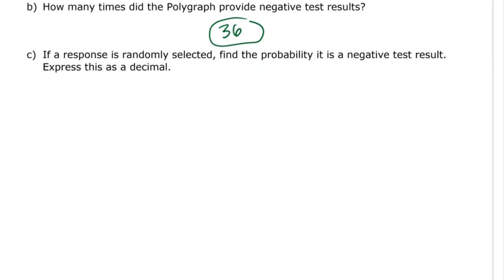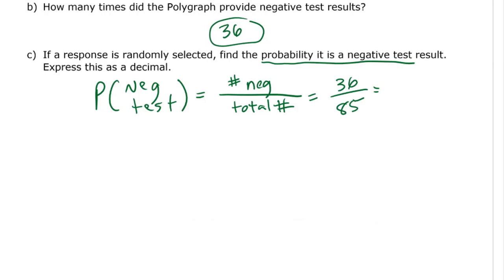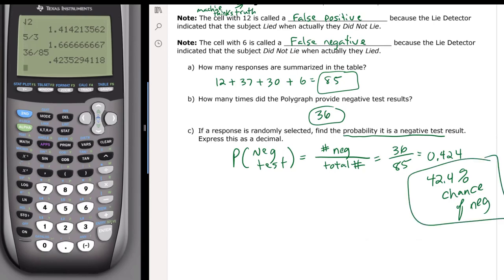And then, if a response is randomly selected, find the probability of it being a negative test. So I want to do the probability of a negative test. Remember, you're always making a fraction when you do probability. So we want the number of negatives on top over the total number on bottom. We have 36 negatives over 85 total. You can calculate that with the calculator and get a decimal number. Three or four decimal places is enough. So we get 0.424, which is a 42.4% chance of negative. Now you should be able to do the problems in section 4.1.